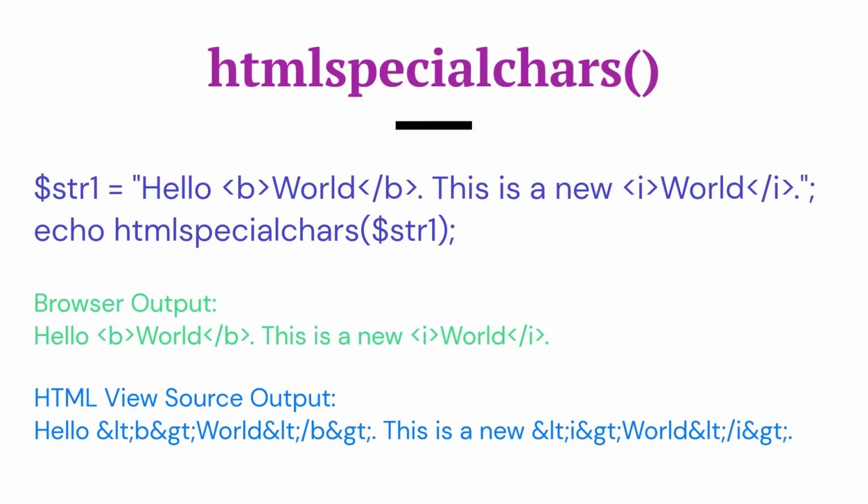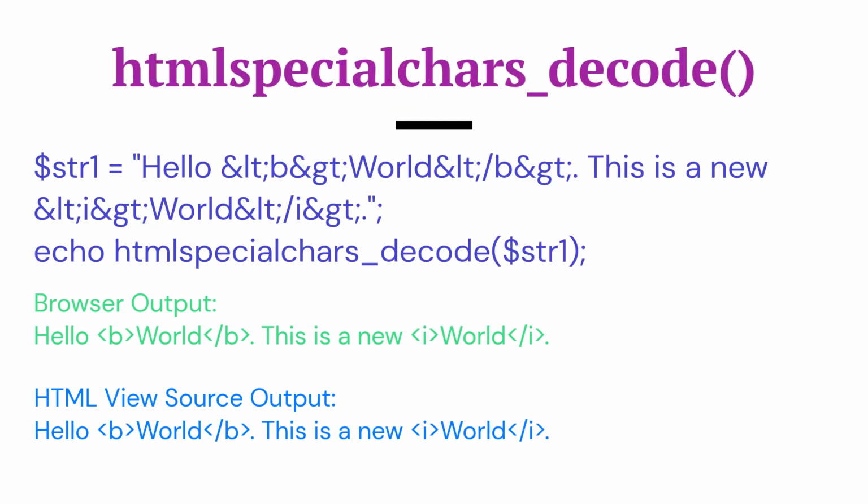The htmlspecialchars function converts special characters to HTML entities. In this example, HTML tags in bold and italics are used in the string. The htmlspecialchars function converts them to HTML entities. The browser output will be the same text. However, the actual HTML entities can be seen in the browser's view source.